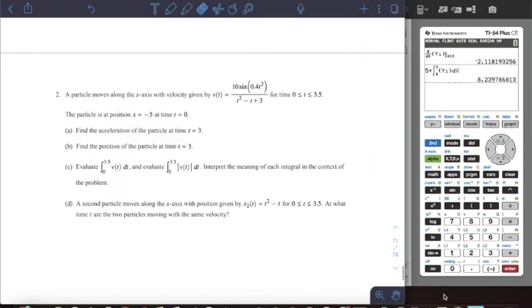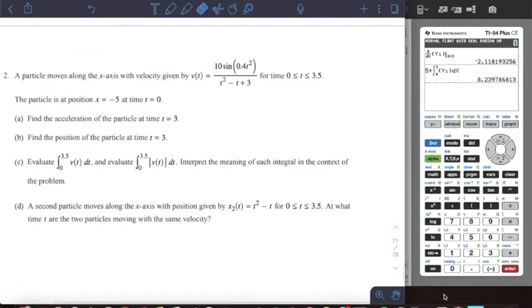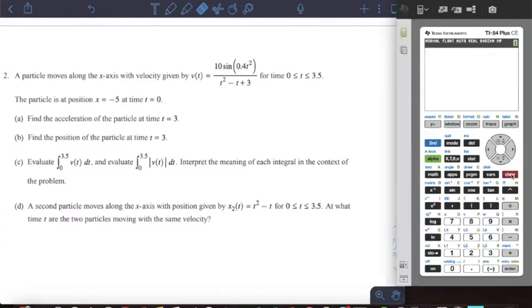2018, number 2. A particle moves along the x-axis with velocity given by v of t equals 10 sine of 0.4 t squared, divided by t squared minus t plus 3, for time t between 0 and 3.5. And it also says the particle is at position x equals -5 at time t equals 0.